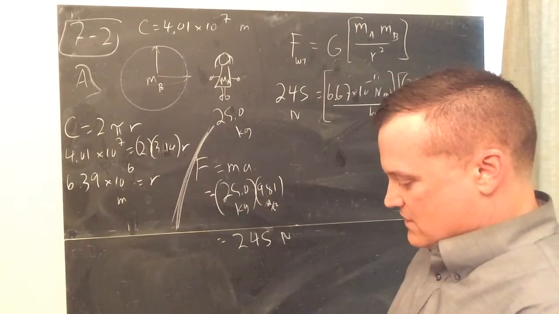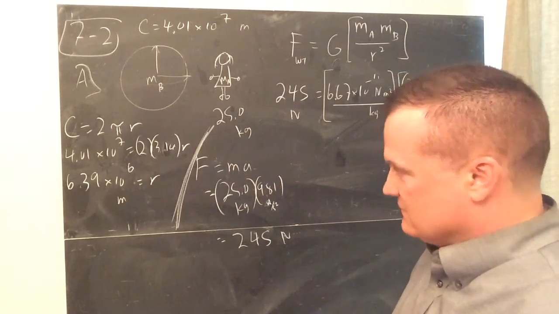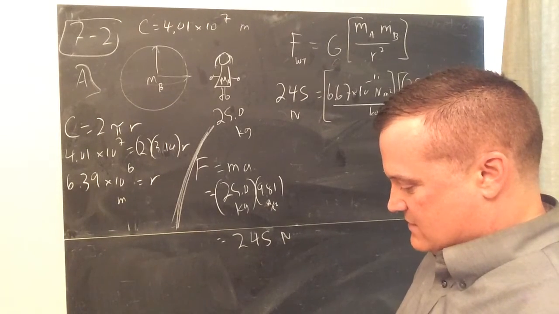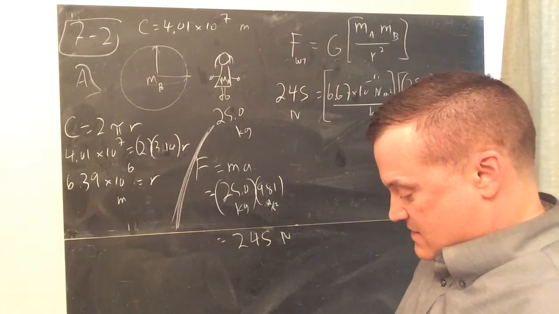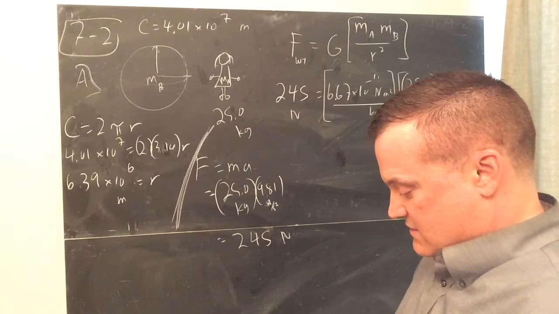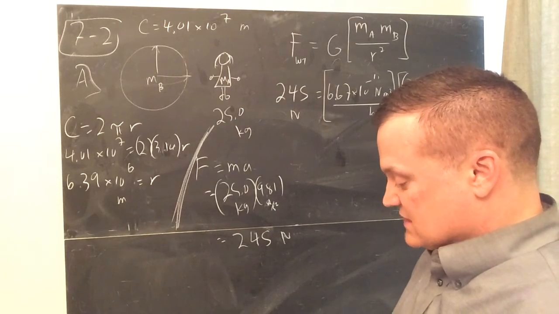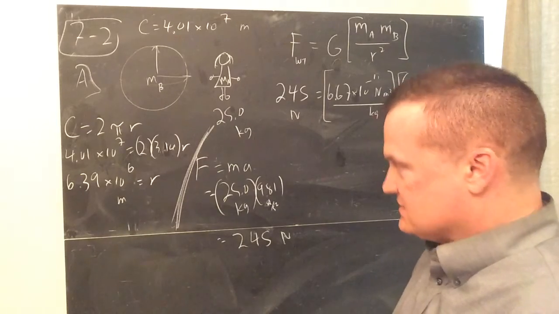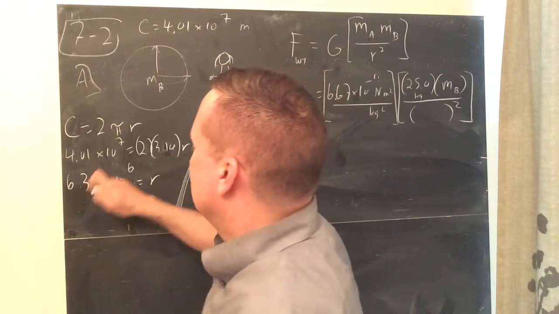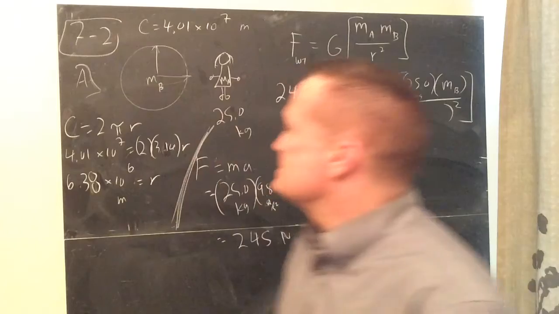Okay, so 4.01 × 10^7 divided by 2 divided by pi. And then 6.38 × 10^6. I put 39. Okay. So we know the radius.